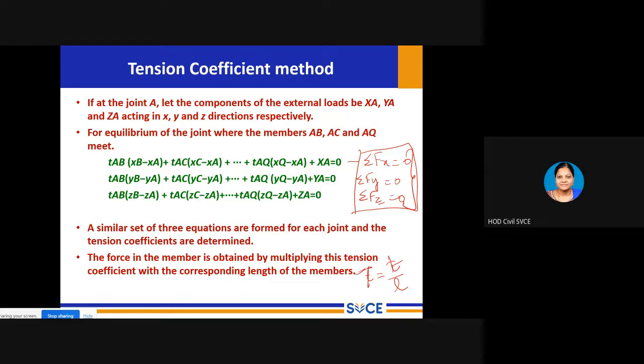Therefore, in order to get the final force, you have to multiply the tension coefficient by the length of the member. So from these three equations, you will be getting small t. After getting the small t, you multiply by the length of the corresponding member to find the force in that particular member. Okay, so this is the overall principle of the tension coefficient method. Do you have any doubts on this, up to this?